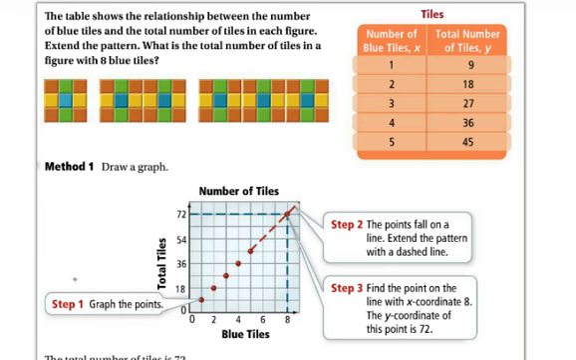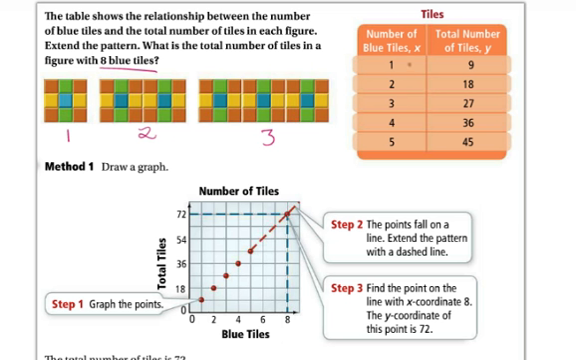All right, here we go. The table shows the relationship between the number of blue tiles and the total number of tiles in each figure. Extend the pattern. What is the total number of tiles in a figure with 8 blue tiles? Okay, so we have our first pattern, 1, our second pattern, 2, our third pattern, 3. Okay, so here we go.